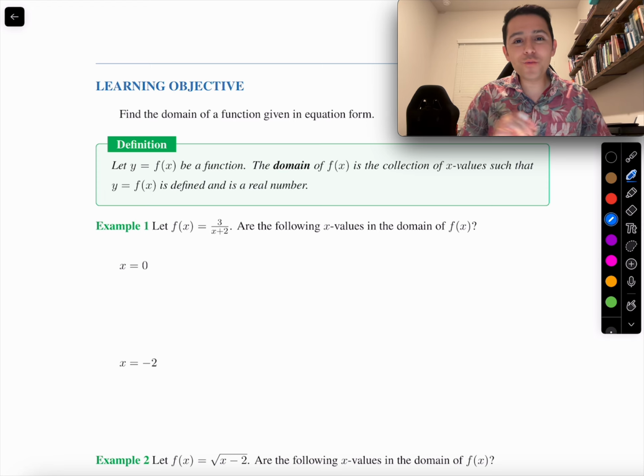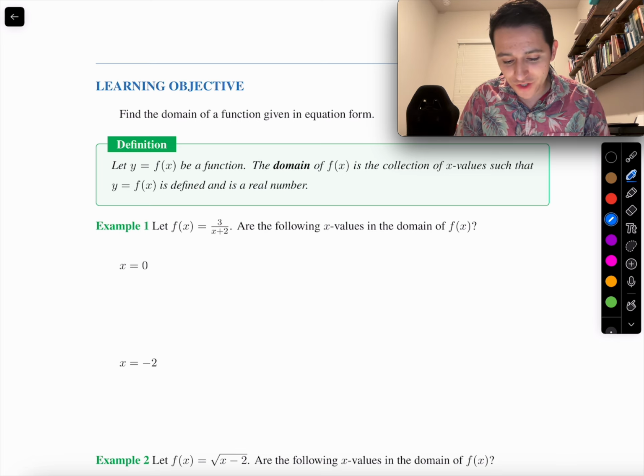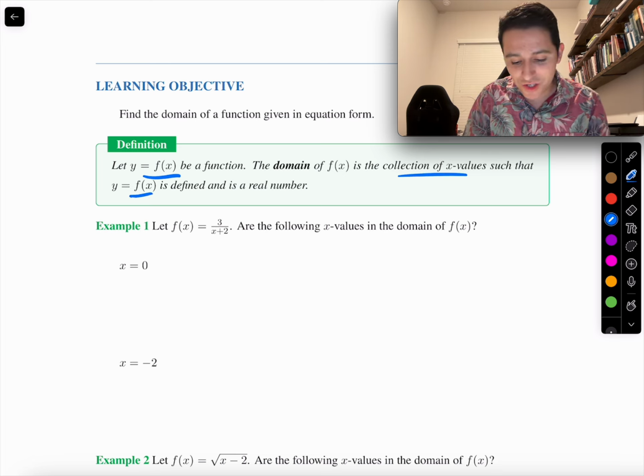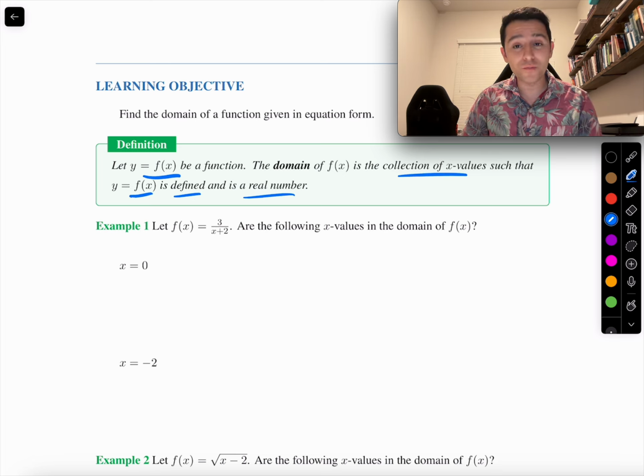In this video, you will learn how to find the domain of a function given in equation form. Let's start with the definition. Given a function, the domain is the collection of x values such that this is defined in a real number. Let us explore what this means with these next two examples.